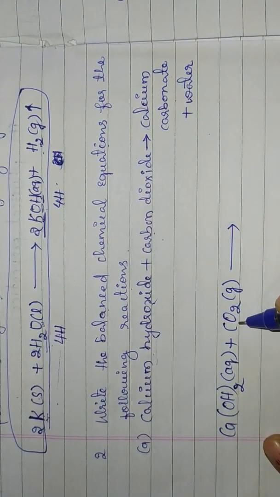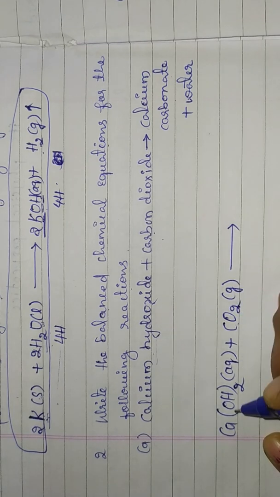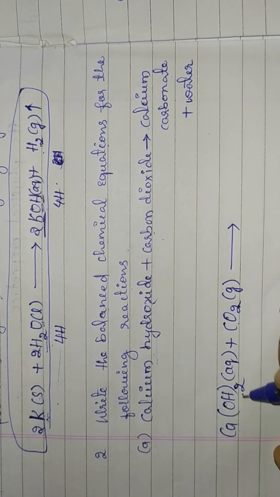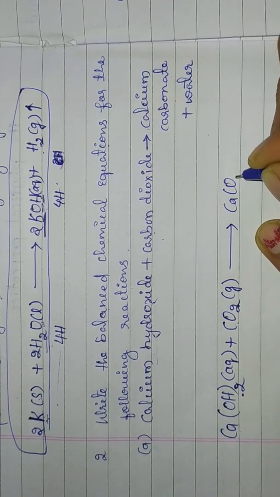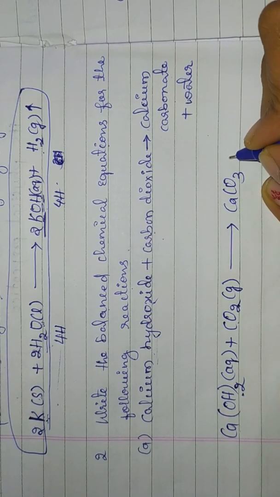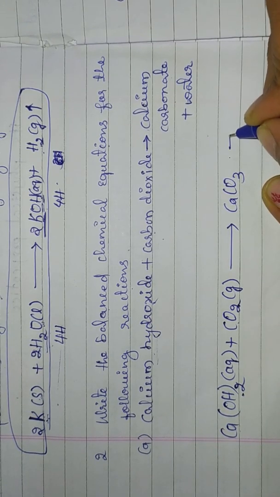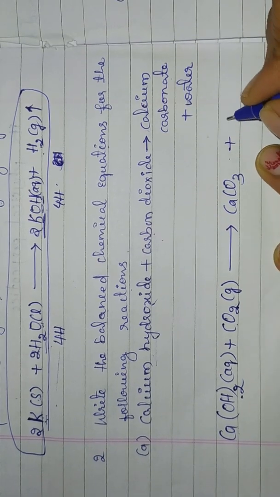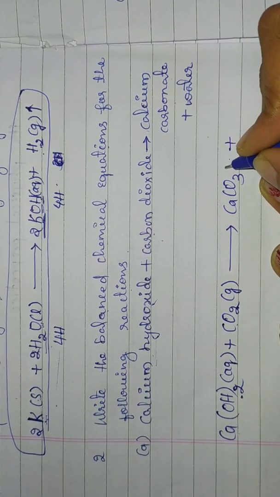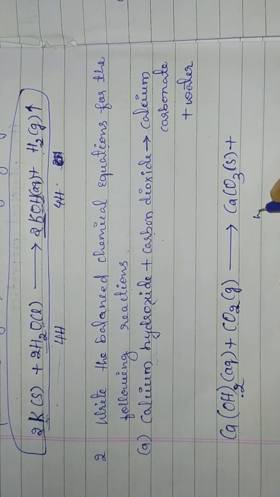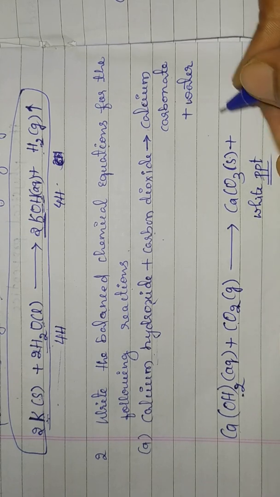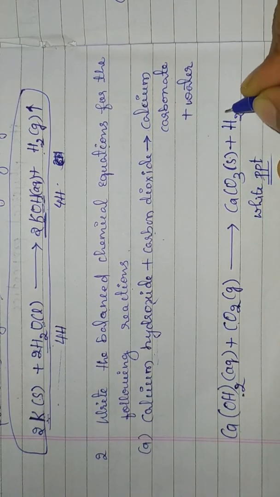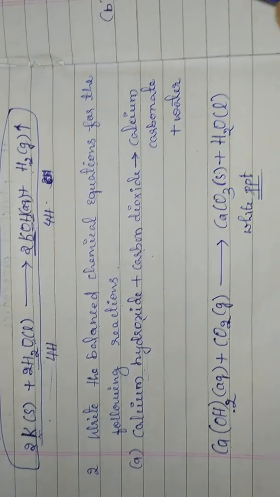Okay, when carbon dioxide gas is passed through calcium hydroxide, calcium hydroxide is nothing but lime water. So we'll get calcium carbonate, and it is a solid. We'll get a white precipitate. PPT is nothing but precipitate, and along with this we'll get water. This is a liquid. Okay.